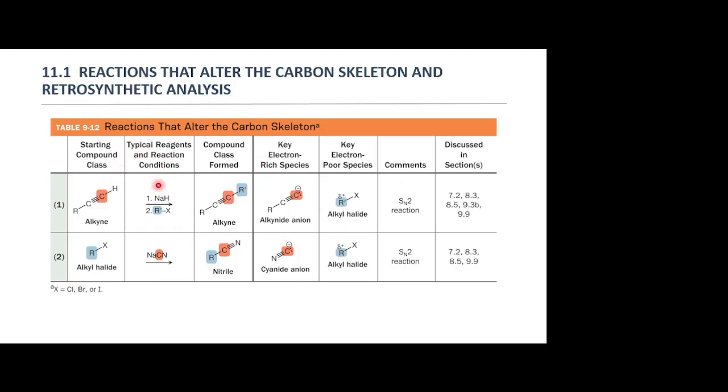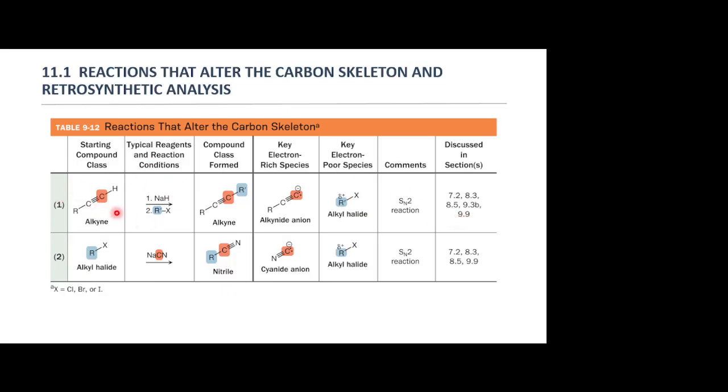Okay, so these right here are some different starting compound classes, and these are typical reagents or conditions for those reactions that would involve them. And this would be the compound class formed. And notice it's the same sort of reactions that you've been learning for this entire class, right? And so this would be the key electron-rich species that you would use in these reactions. That's the key electron-poor species right there. And these would typically be the reaction type, okay? That's the sections, in case you forgot them. You can go back into those sections, and that's where you'd see those again.